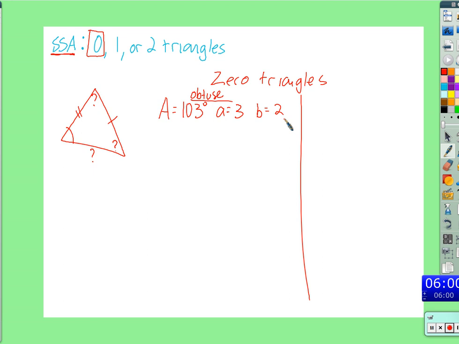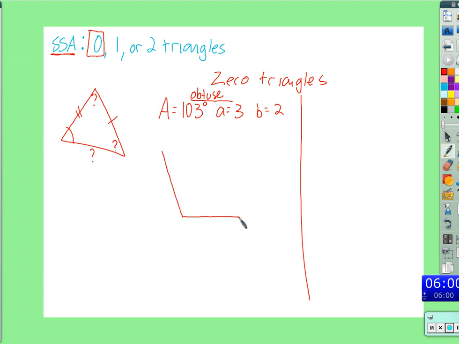No. 103 degrees, let's see. They all have to add up to 180. 103 degrees there, so the rest of the degrees would be 77 degrees. So the other two angles have to add up to 77 degrees. Obviously, they cannot be bigger than 100 degrees. So once you get past 90, that's going to be the biggest angle, for sure. Or 90 or bigger. So this is 103 degrees.